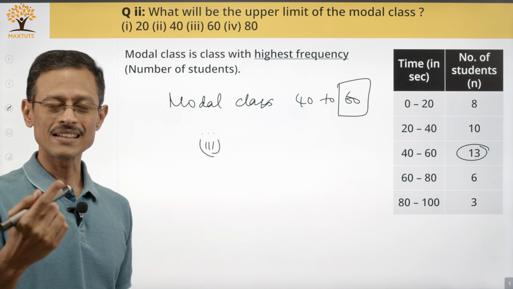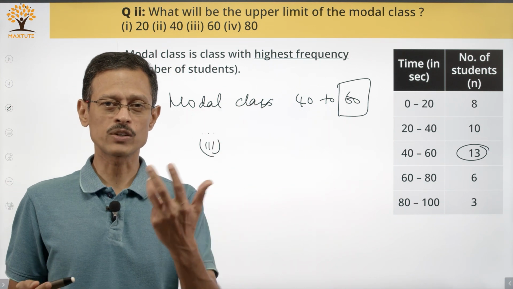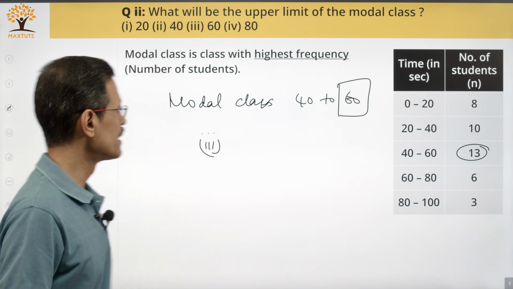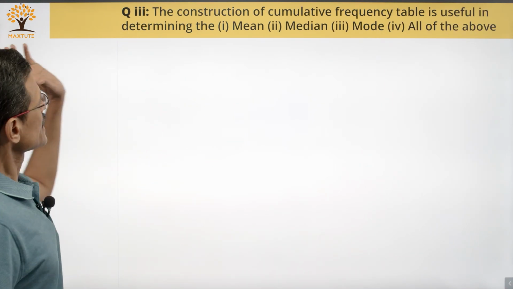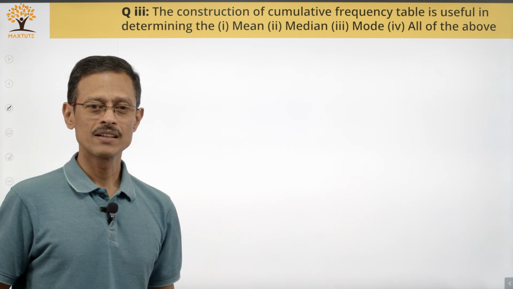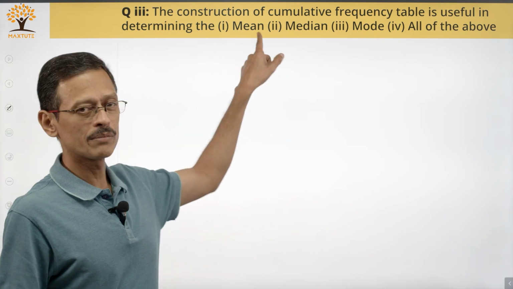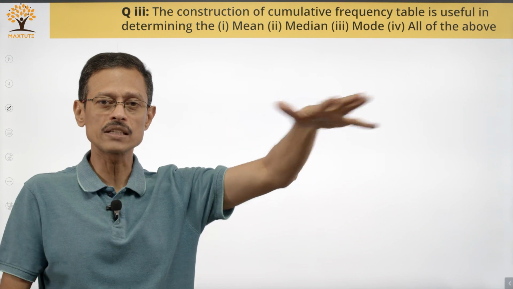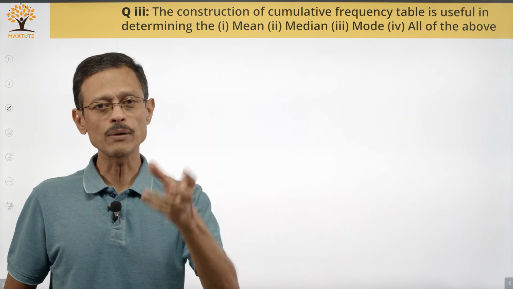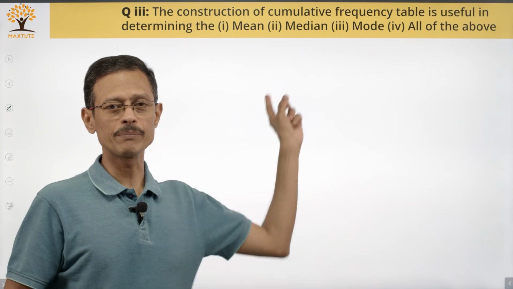So option 1, part 1, took us a little more time. Part 2 would have taken you probably half a minute. Let's move on to part 3. The construction of cumulative frequency table is useful in determining what? Do we need the cumulative frequency for the mean? No, we just needed the total sum of Ni. We did not have to find out 8, 18, 31. We didn't find out the cumulative frequency for computing the mean.